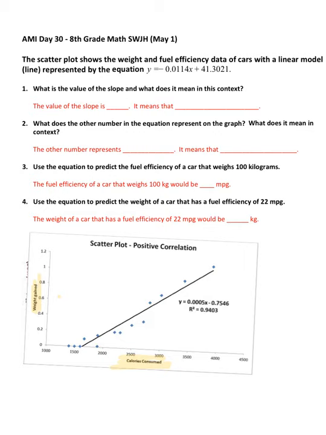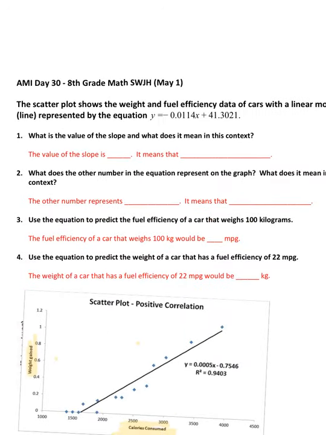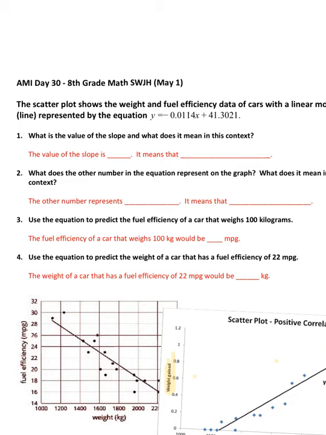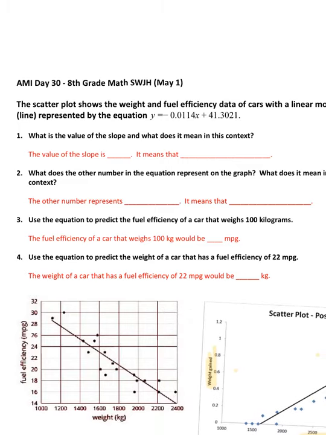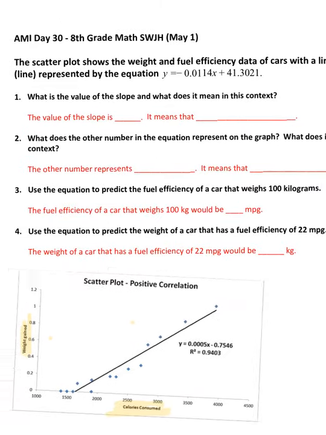The second question talks about what is the other number in the equation represent. Well, it's the y-intercept. It's where it crosses the y-axis. It's what we start with. And so for my equation, we actually start with a negative number. And if we go back and look at this one, what does the 41 mean? Well, that means what fuel efficiency would be if it were at 0.